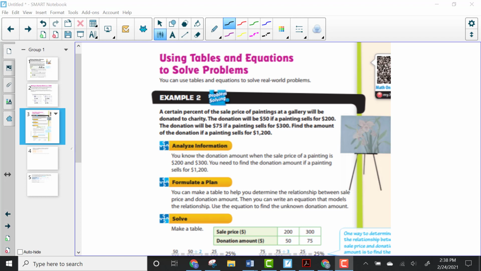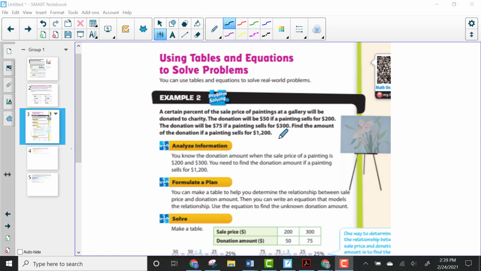So it says a certain 25% of the sale price of paintings at a gallery will be donated to charity. The donation will be $50 if a painting sells for $200. The donation will be $75 if a painting sells for $300. Find the amount of the donation if a painting sells for $1,200.